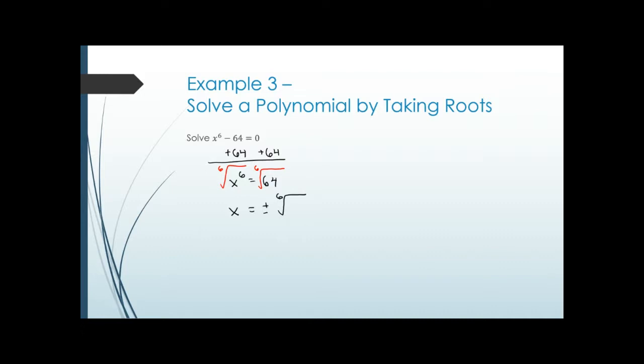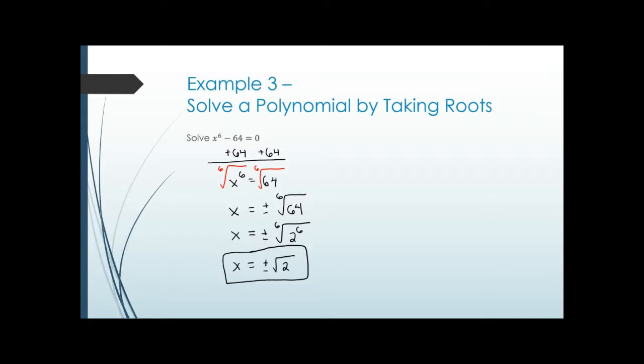And then I've got the 6th root of 64. So we want to try to simplify 64 by writing it in its prime factorization form. And actually, let's see, I just did on my calculator, 2 to the 6th actually equals 64. So I'm going to rewrite this as plus or minus the 6th root of 2 to the 6th. So those 6's basically cancel, and so our answer is plus or minus 2 for x.